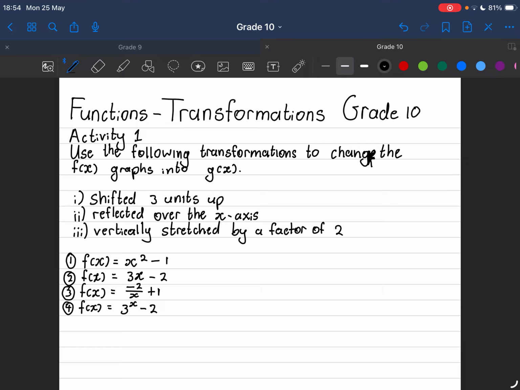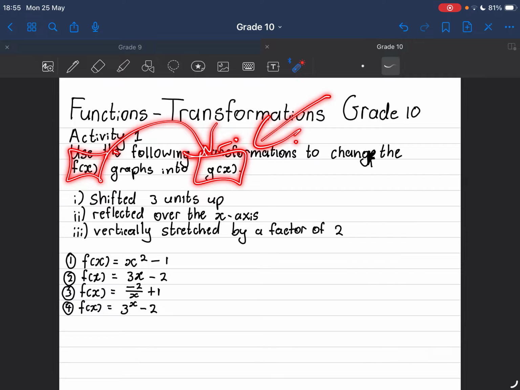Use the following transformations to change f of x into g of x. Now, you might say, okay, these are two different graph names. The idea is this: when you do a transformation on a graph, the graph changes. So we give it a new name, and this always happens. When a graph has a transformation, the name changes. You don't say f of x without transformations and f of x with transformations. No. F of x is a specific graph. G of x is a different graph. It could have been a changed graph. It could have been a different graph entirely.